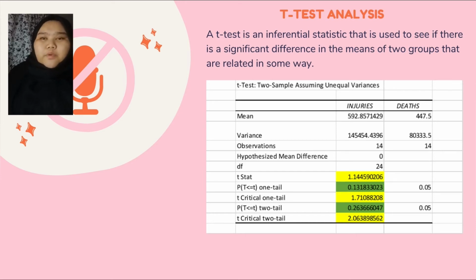Since 1.1446 is smaller than 2.0639, I would fail to reject H0 and say that the data support H0 and the number of injuries and deaths can be considered equal. The p-value of 0.264 is larger than alpha, so we fail to reject H0 and say that the data support H0. The number of injuries and deaths can be considered equal.